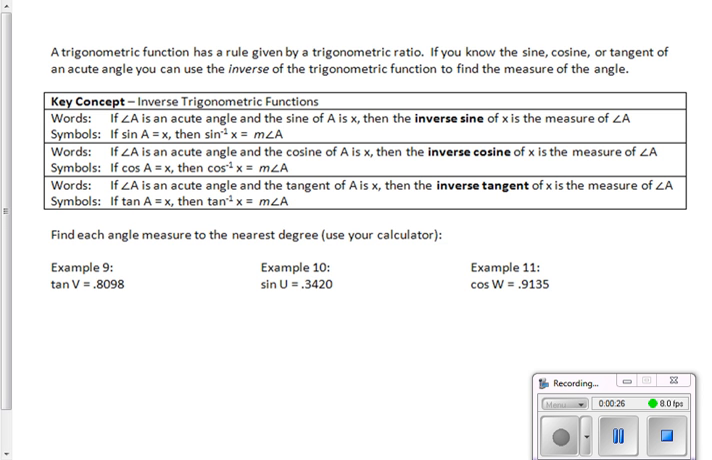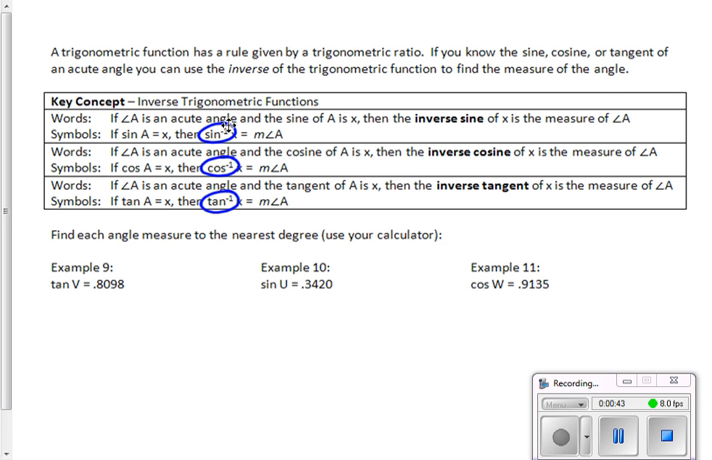Now, inverse is right here: sine -1, cosine -1, tan -1. Find those functions on your calculator. You'll probably need to use the second function and then hit the sine, cosine, or tangent, and you'll get that inverse function on your calculator.